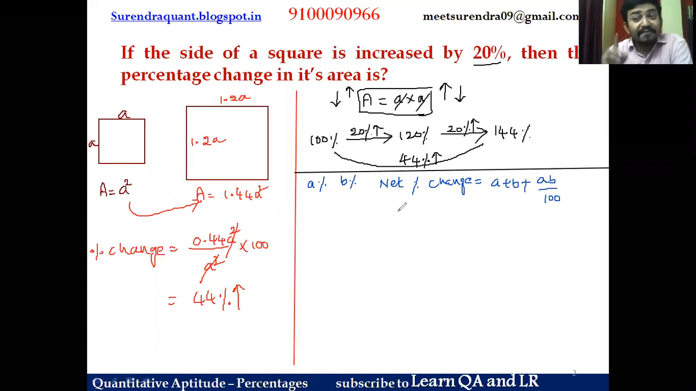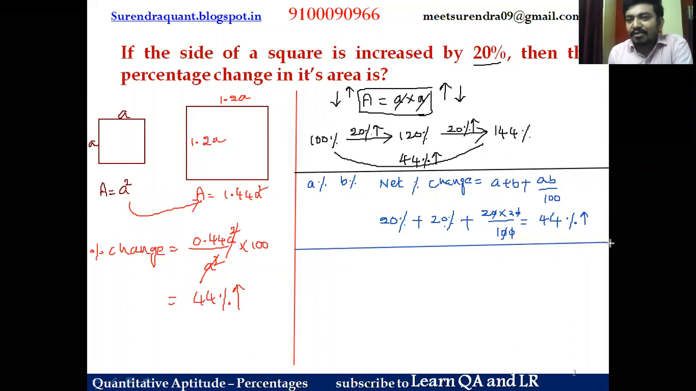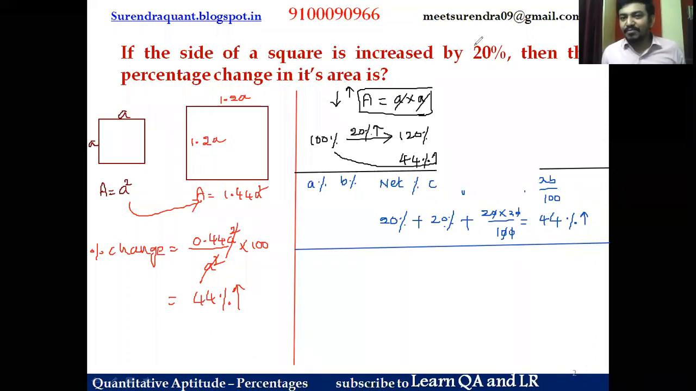So you can apply this whenever 2 variables are in the question. Now A is 20%, and B is the same 20%. AB is 20 into 20 by 100. So the zeros cancel. 2 into 2 is 4, 24 plus 20, 44%. As you got a positive sign, it is a percentage increase. Simple, right? So you can use this formula whenever there are 2 variables. But I don't think this is useful for a 3 variables model.